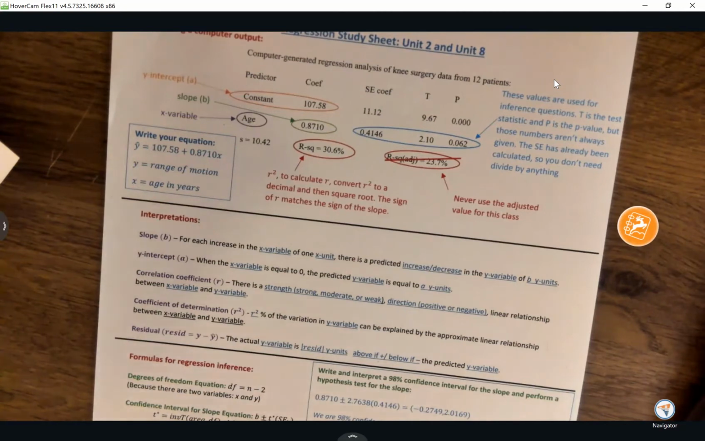My correlation coefficient, remember we said, was positive 0.5532. Remember, strong is anything between 0.8 and 1. Moderate is anything between 0.5 and 0.8. And then weak is anything between 0 and 0.5.